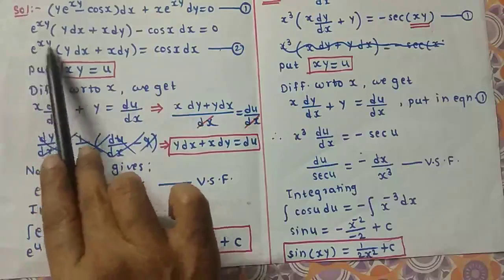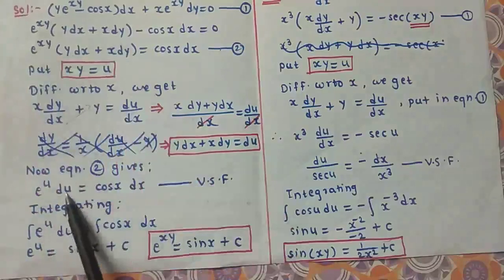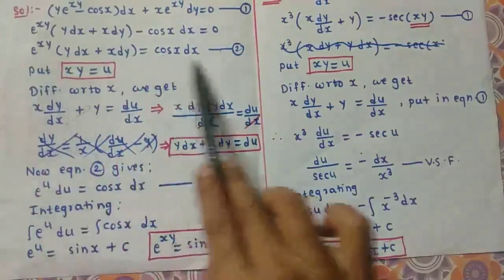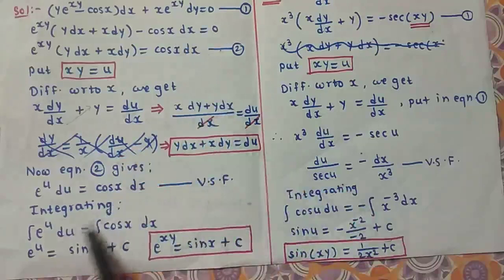Now we replace this x into y by u. Then this bracket is replaced by du equals to, right side remains as it is, that is cos x dx. Now if you observe, it is in variable separable form. So simply on integrating we get its solution.